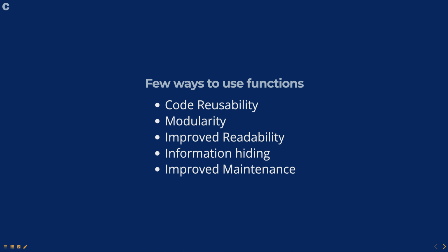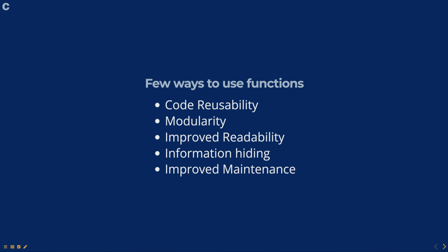Improved readability. Functions can make code more readable by clearly defining the purpose of a section of code. Information hiding. Functions can hide implementation details from other parts of the program, making it easier to change the implementation without affecting the rest of the code.